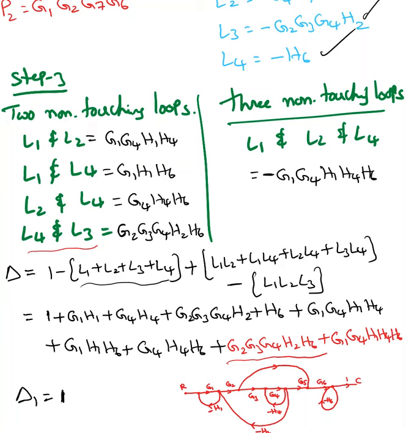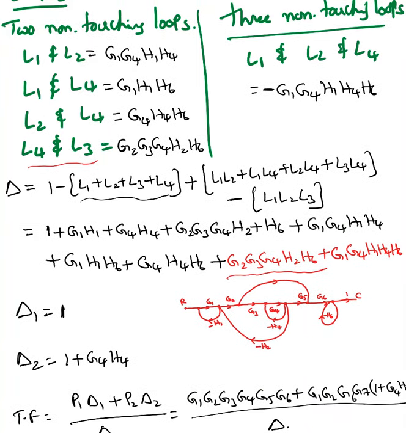Now that's delta. Once you find delta, I'm going to find delta 1 and delta 2. That's a little bit tricky too. For delta 1, take the delta and eliminate any element which is touching path 1. It need not be an element, it could be a node too. So you're going to put 1. Here is my path 1. The z1 h1 loop is touching it, so eliminate that.